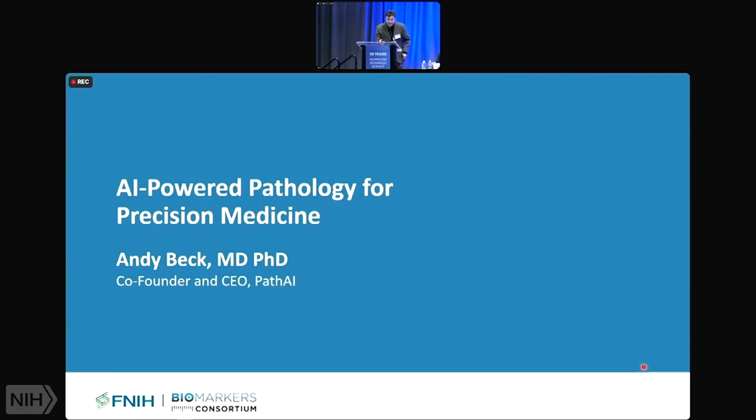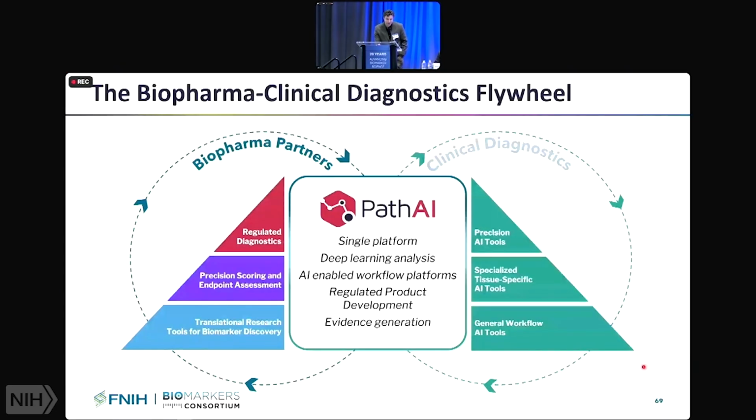Great. So thanks for inviting me, and really excited to be part of this panel. And I'll be presenting quickly on AI-powered pathology for precision medicine.